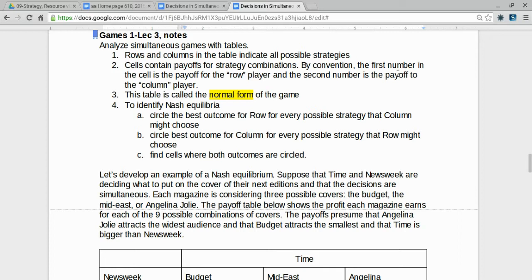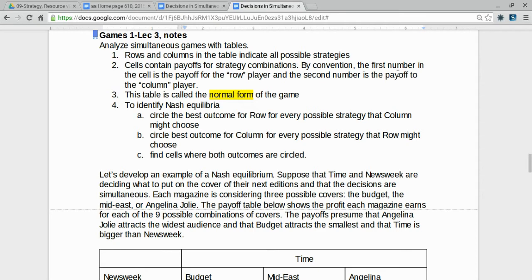To identify Nash equilibria, circle the best outcome for row for every possible strategy that column might choose, and choose the best outcome for column for every possible strategy that row might choose. Find the cells where both outcomes are circled. The cells where both outcomes are circled are Nash equilibria.